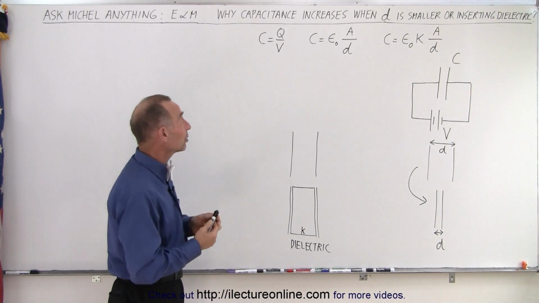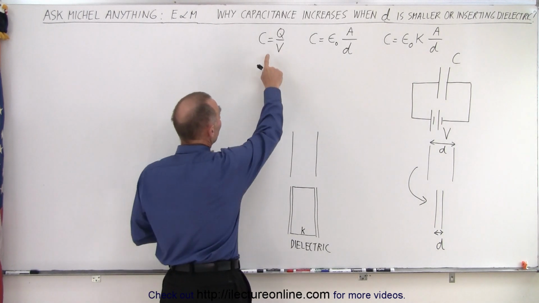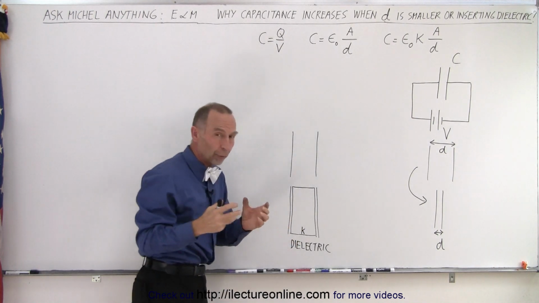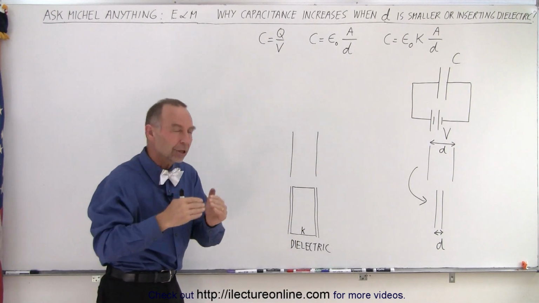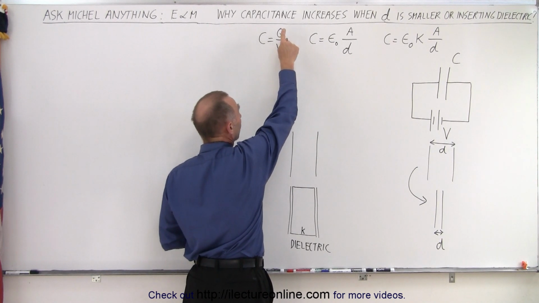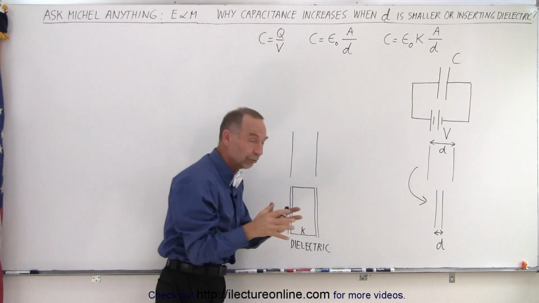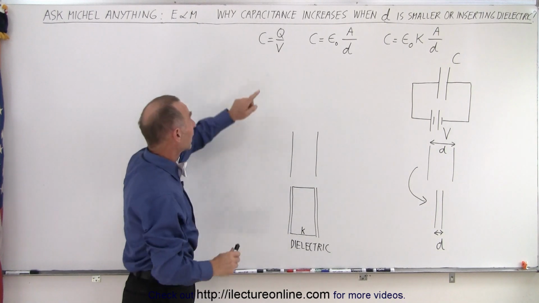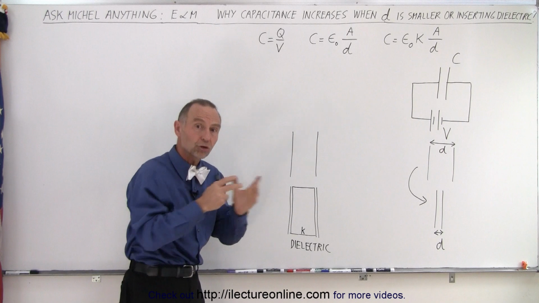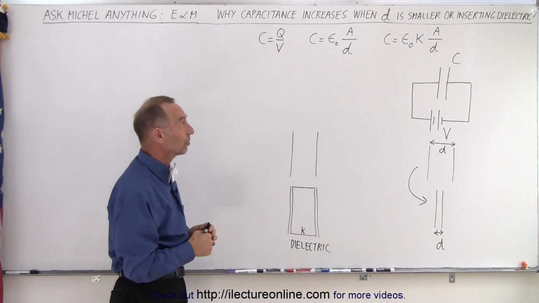Now, if we take a look at the equations, first of all, the equation of capacitance, it's really the ratio of the charge over the voltage. For a certain amount of voltage applied to the capacitor, how much charge can you push onto the capacitor? The more charge you can push onto the capacitor for a specific voltage applied, that will then be the capacitance of the capacitor. So the more charge you can add, the greater the capacitance.